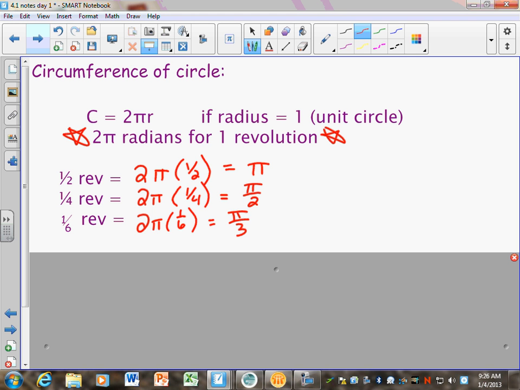The big thing that you're going to do today is convert from degrees to radians to kind of practice that, which isn't so bad. It's just a little bit of algebra.